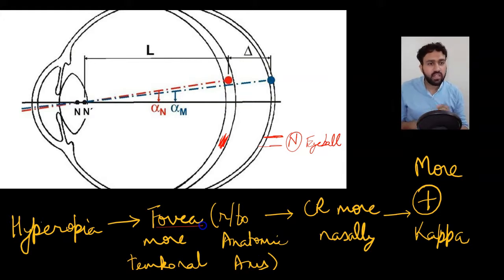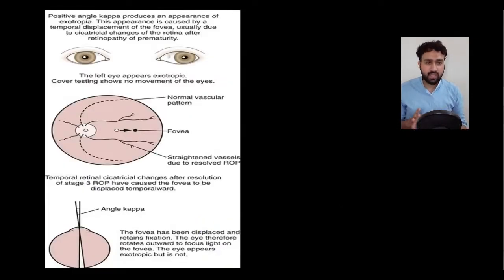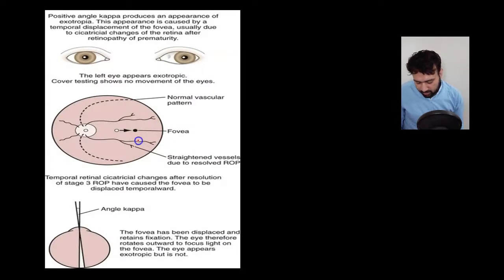A similar thing happens in retinopathy of prematurity, where the fovea is dragged temporally. Again, you can see this photograph depicts the pathophysiology in retinopathy of prematurity. There is temporalization of the fovea. The fovea is dragged more temporally, so that will cause an increase in the positive angle kappa, and because of the increase in the positive angle kappa and nasalization of the corneal reflex, it is going to simulate an exotropia, right? The left eye in this case appears more.